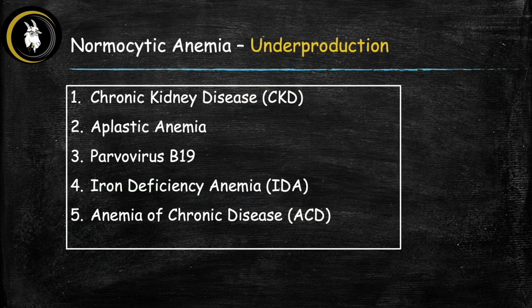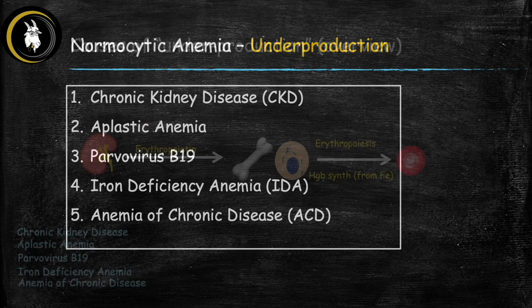Okay, so now for the rest of this video, we're going to focus on the underproduction causes of normocytic anemia. And as I said before, there are 5 main causes that I've listed again here. We're going to go through each of them one at a time.